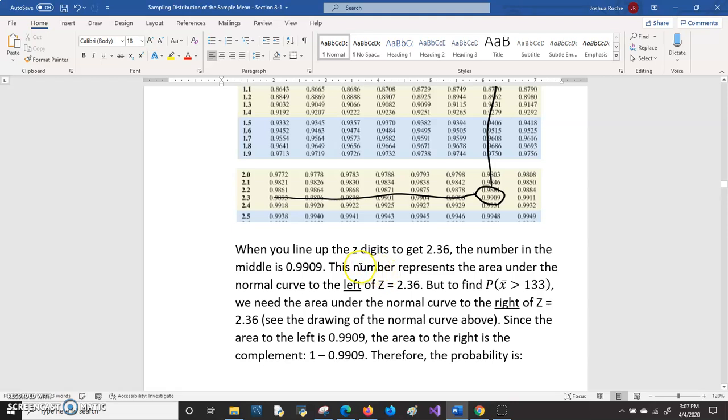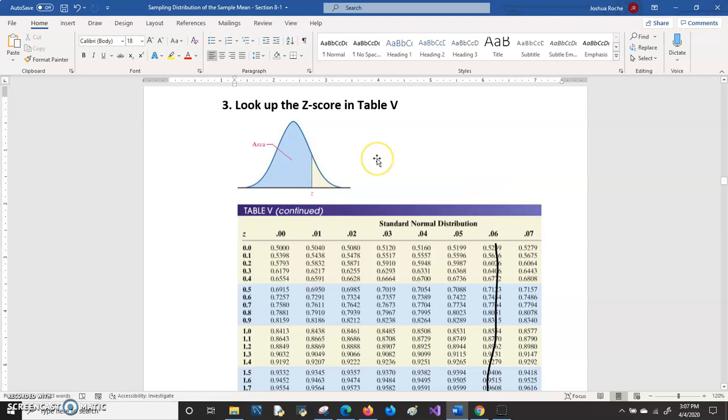But again, you want to remember that that 0.9909 represents the area under the curve to the left of 2.36. So up here, if the z is 2.36, that 0.9909 represents the area on this side. But for this probability, we're looking for the area to the right, for everything that's above 133.